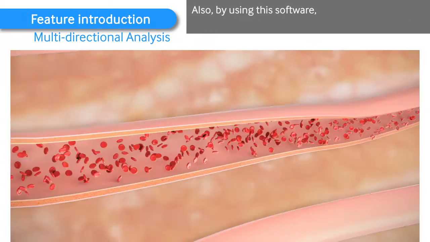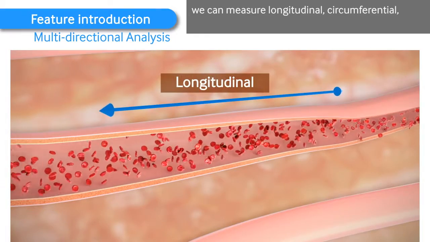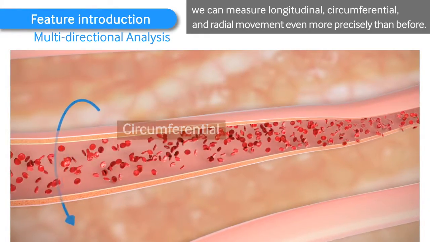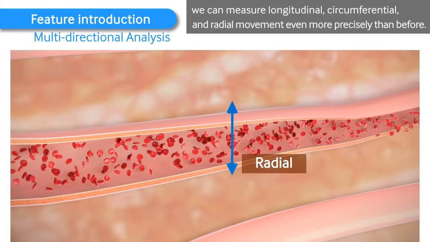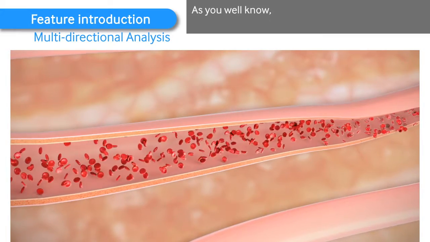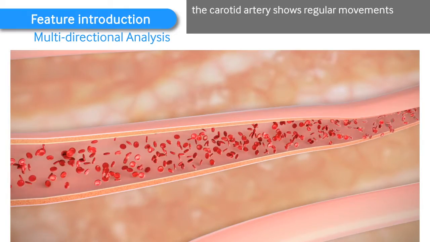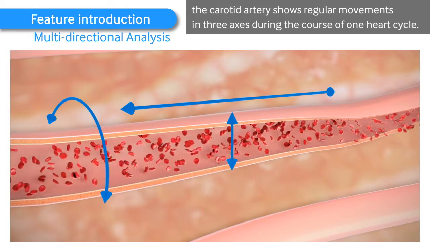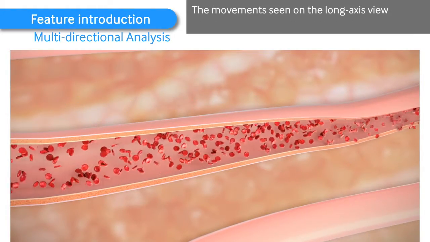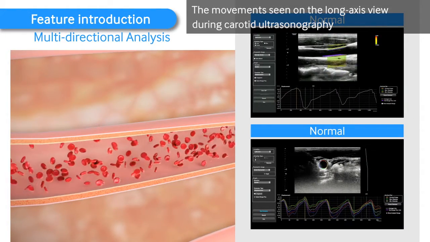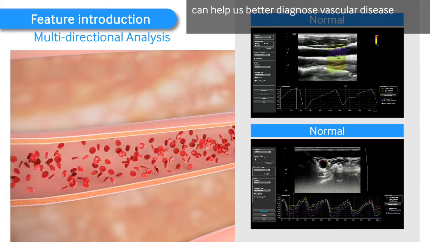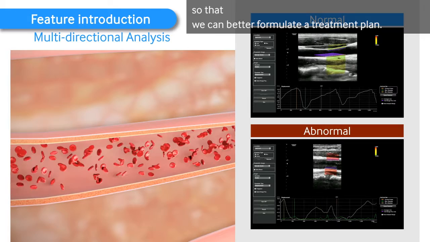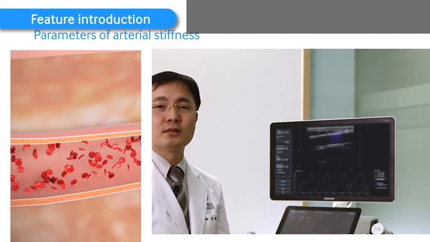Also, by using this software, we can measure longitudinal, circumferential, and radial movement even more precisely than before. As you well know, the carotid artery shows regular movements in 3 axes during the course of one heart cycle. The movement seen on the long axis view during carotid ultrasonography can help us better diagnose vascular disease at an earlier stage so that we can better formulate a treatment plan.